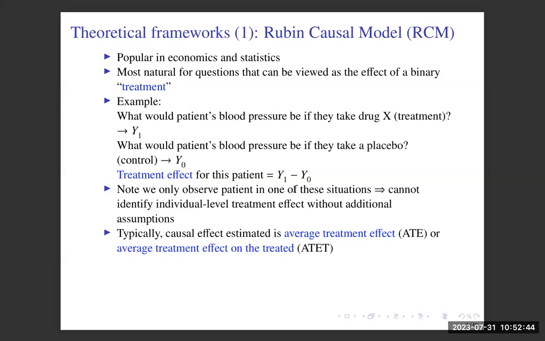So that means that in general, what you're estimating in a research study is something like an average treatment effect for the whole population, or the average treatment effect on the treated, which is basically the average, but only for the people who were actually treated. And all of this also, in principle, allows for the treatment effect to be different for different people.